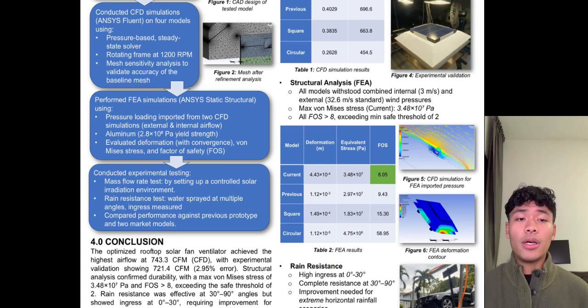All models recorded FOS values greater than 8, confirming they are structurally safe under both internal and external aerodynamic pressures. While the circular model shows the highest FOS, its airflow performance was the lowest, making it impractical. Figure 5 shows the CFD pressure field used for loading, and Figure 6 shows the resulting structural deformation, confirming that no structural failure occurred in any of the models.